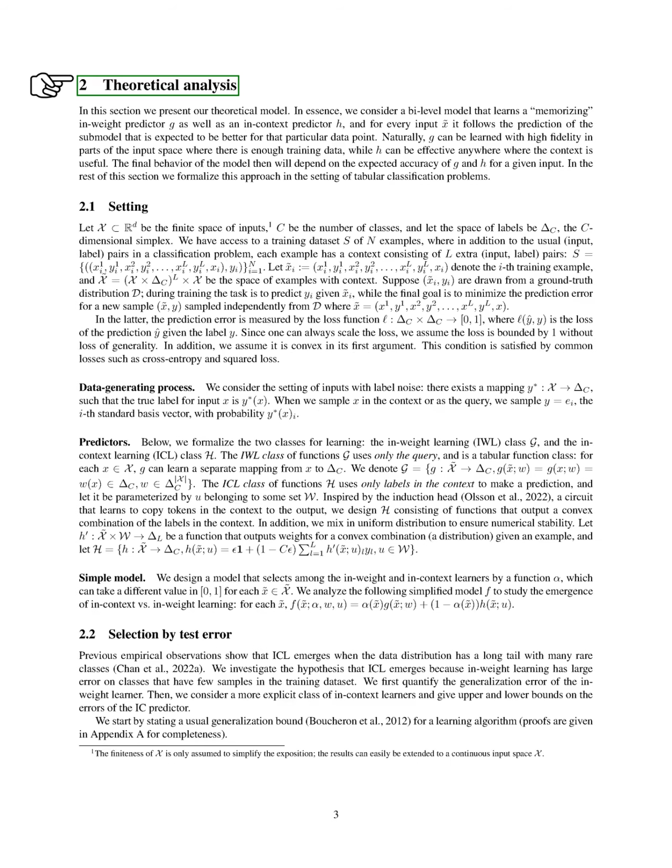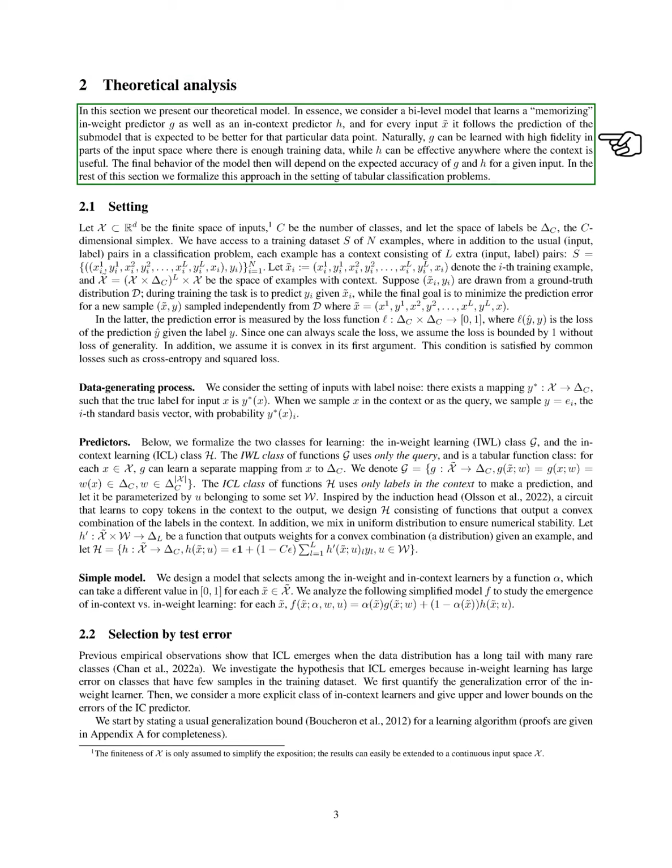Section: Theoretical Analysis. In this section, we present our theoretical model. We consider a bi-level model that learns two types of predictors, one that memorizes weights, which we call G, and another that uses context, which we call H. For each input, we choose the predictor that is expected to perform better for that specific data point.